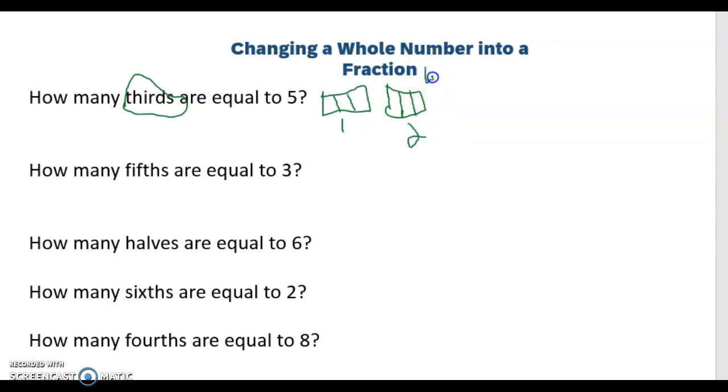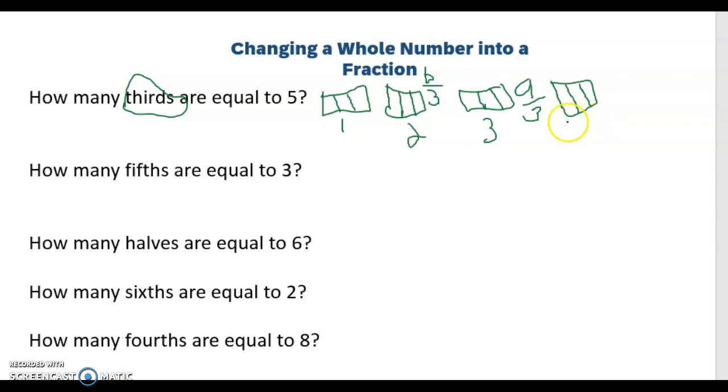So we're at 6/3 right now, and we need to keep going. We would draw another one: 7/3, 8/3, 9/3 is equal to 3 wholes. Do we have 5 wholes yet? No, we don't, so we need to keep going. Draw another one. Now, this drawing takes too much time and we don't need to do this, but for the first one we're going to do it.